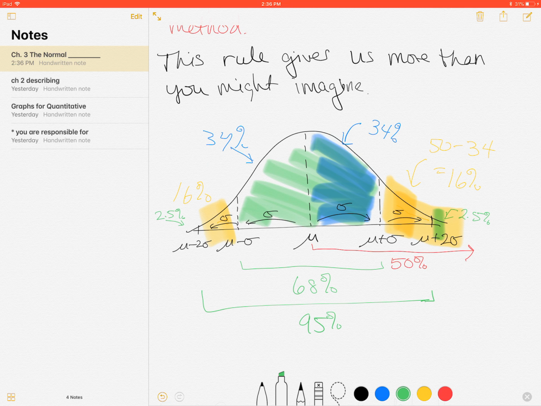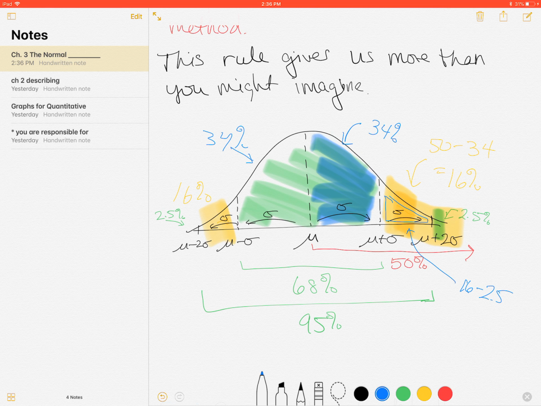So now we can say, oh, this part right here that's just between 1 standard deviation and 2 standard deviations away, well, that's 16 minus 2.5. Now I'm going to stop. I'm not going to find that. I'm not going to go deeper.